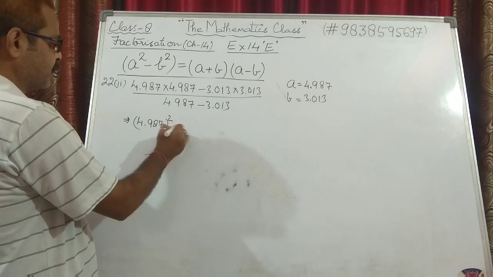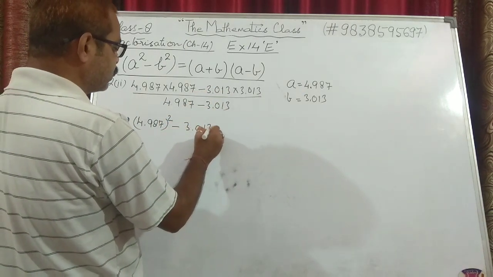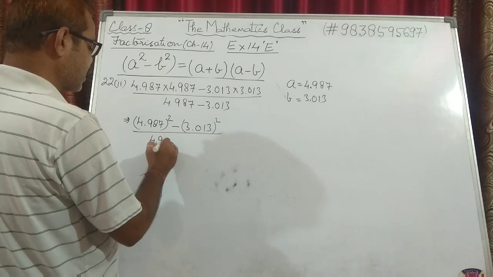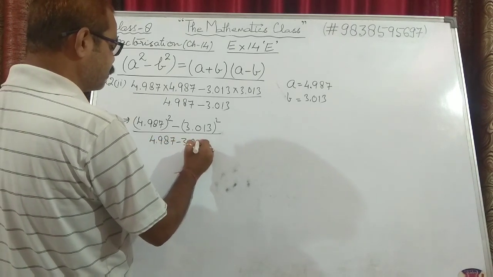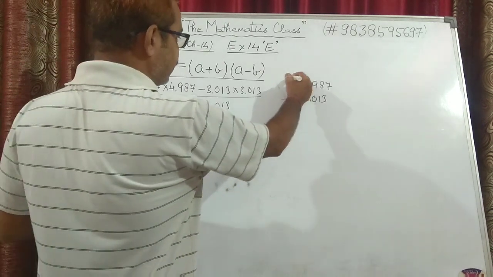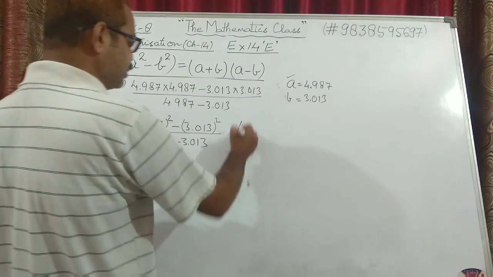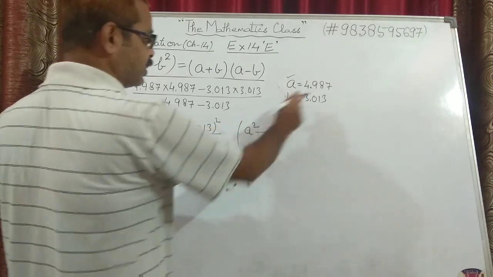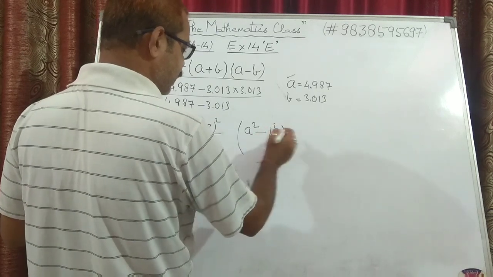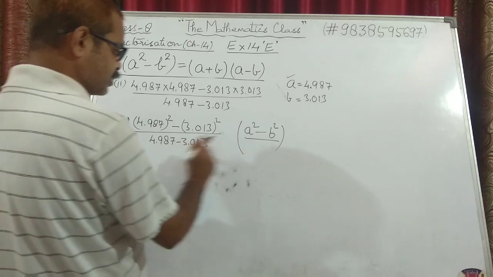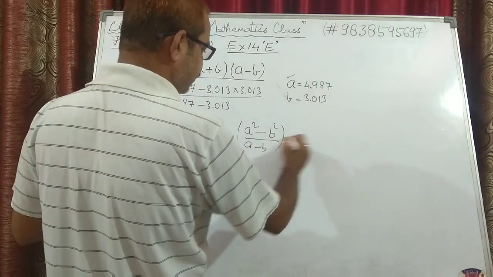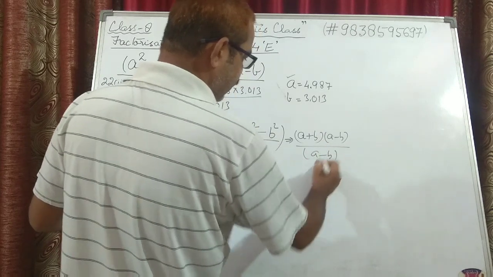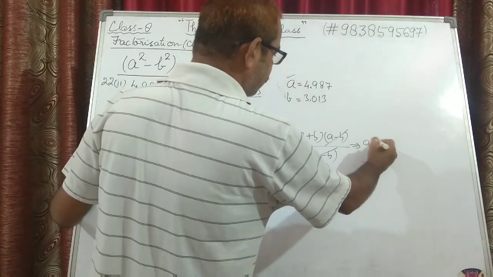It means you can say 4.987 whole square minus 3.013 whole square upon 4.987 minus 3.013. If I take A as 4.987, it means this will become A square, minus B square, where 3.013 is B, upon A minus B. We know that A square minus B square is A plus B into A minus B, and in the denominator it is A minus B. It means A minus B cancel. What is left? Only A plus B is left.